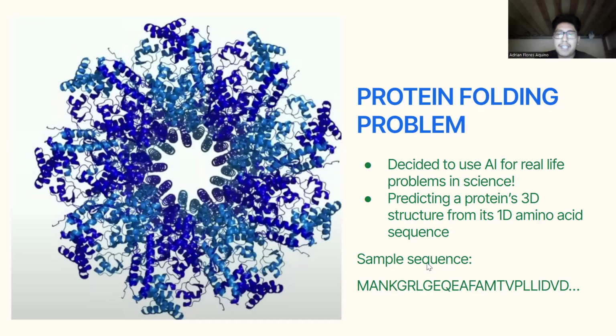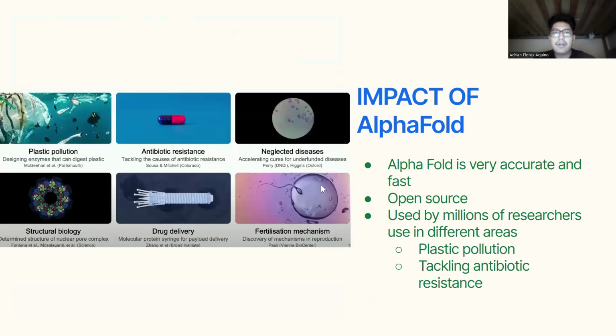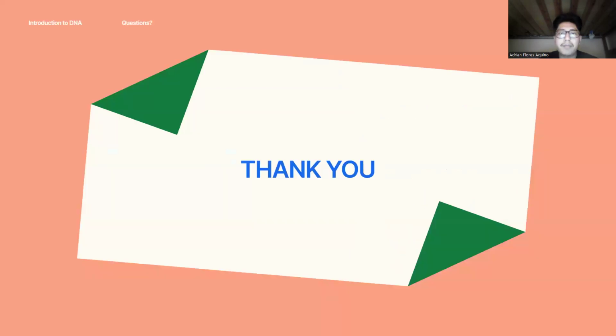In this example, the sample sequence would be all these integers or letters, and what they got, this is not the right picture, but in reality they would get a 3D image similar to this one. The impact of their company was that they made it open source, allowing millions of researchers to use it in different areas such as fighting plastic pollution or tackling antibiotic resistance.